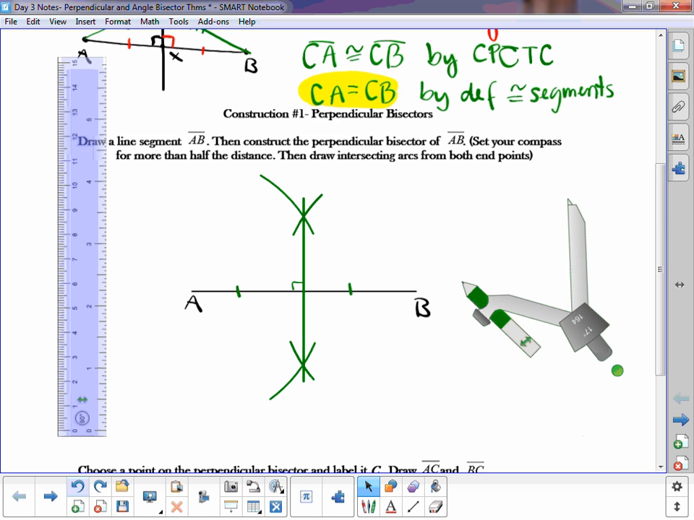Alright, so we're just going to investigate this theorem. We know that according to the theorem, any point along here should be the same distance from the endpoints. And so we're going to go ahead and check that out. Now keep in mind it might be a little off, just due to human error, because we're not getting it exact. So we should get pretty close to the same distance. So that's what this next part is saying.